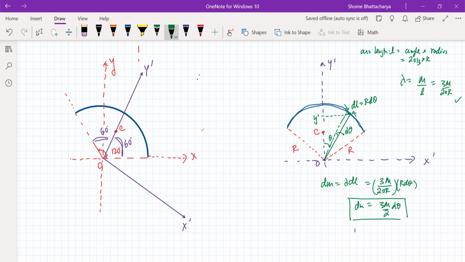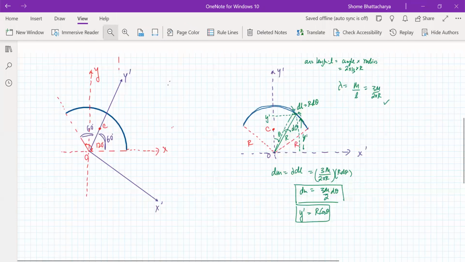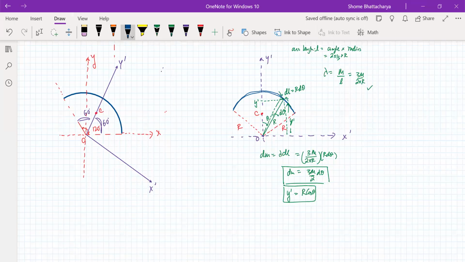And the y coordinate of that element, in the diagram you can see, is going to be how much? In this diagram for me, it is going to be this. This is the y coordinate of that element. So it's going to be r cos theta. So now from this we can see that the y prime coordinate of the center of mass of the system will become integration y prime dm divided by total mass. So integration of r cos theta into 3m by 2 pi d theta.